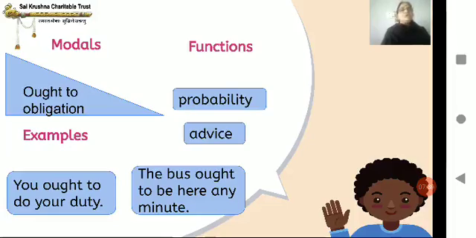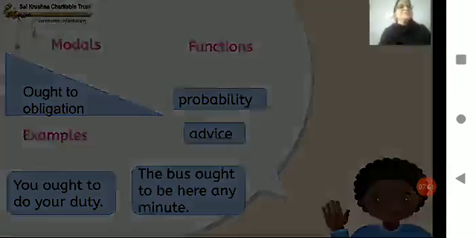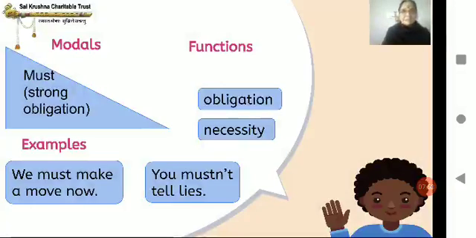The bus ought to be here any minute. This is again a probability. Any time the bus might be here. It's supposed to be here within a minute. That's what it means.